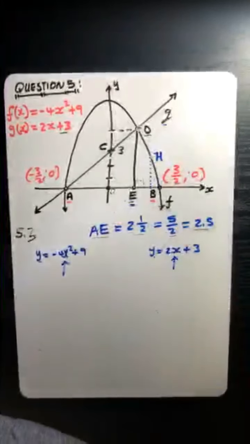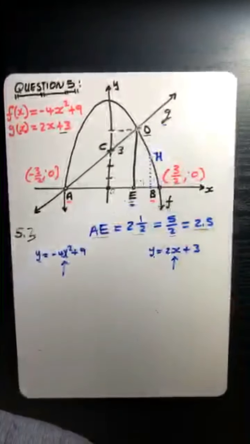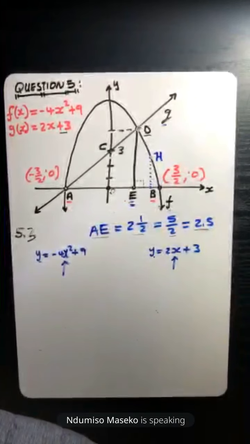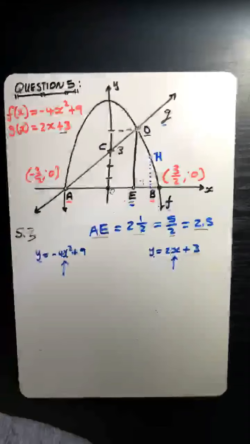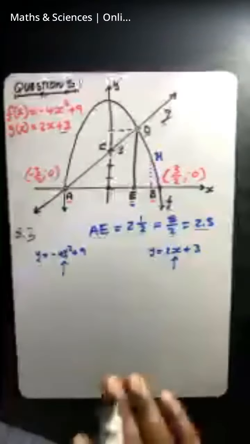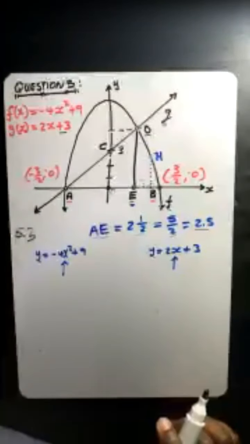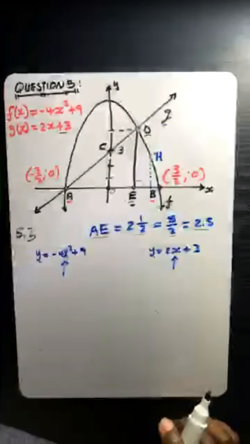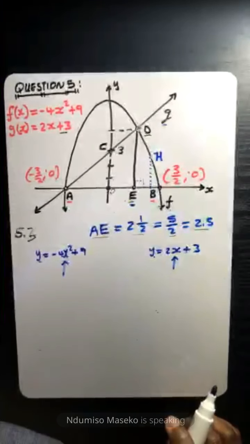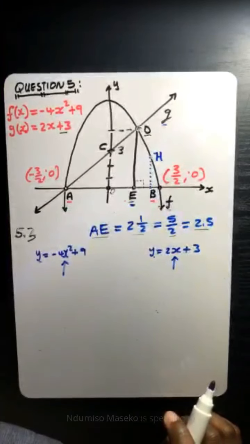Isn't the coordinate for E (1, 0)? Hey, what did you say, Ndu? 1, 0. Yes, sir. Okay, it's fine. But now, how did you get to 1? I said 2.5 minus 3/2.